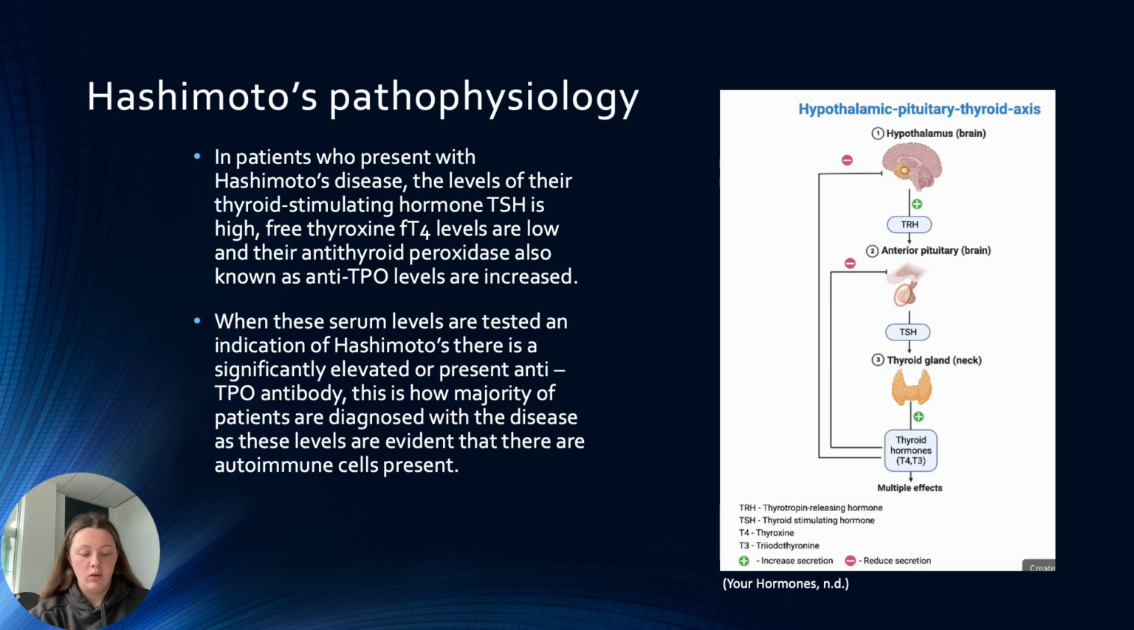In patients who present with Hashimoto's disease, the levels of their thyroid-stimulating hormone, TSH, is high. Free thyroxine, also known as FT4, levels are low, and their antithyroid peroxidase, also known as anti-TPO, levels are increased. When these serum levels are tested, an indication of Hashimoto's, there is a significantly elevated or present anti-TPO antibody. This is how a majority of patients are diagnosed with the disease, as these levels are evident that there are autoimmune cells present.